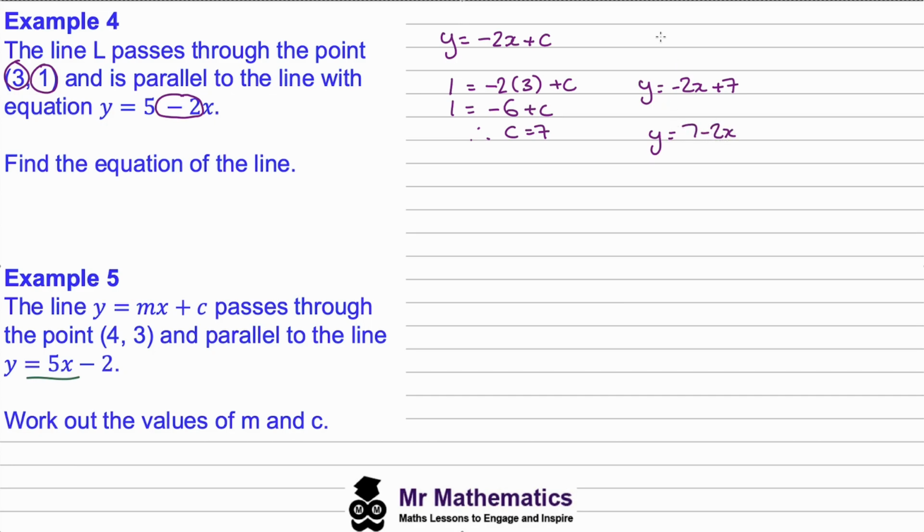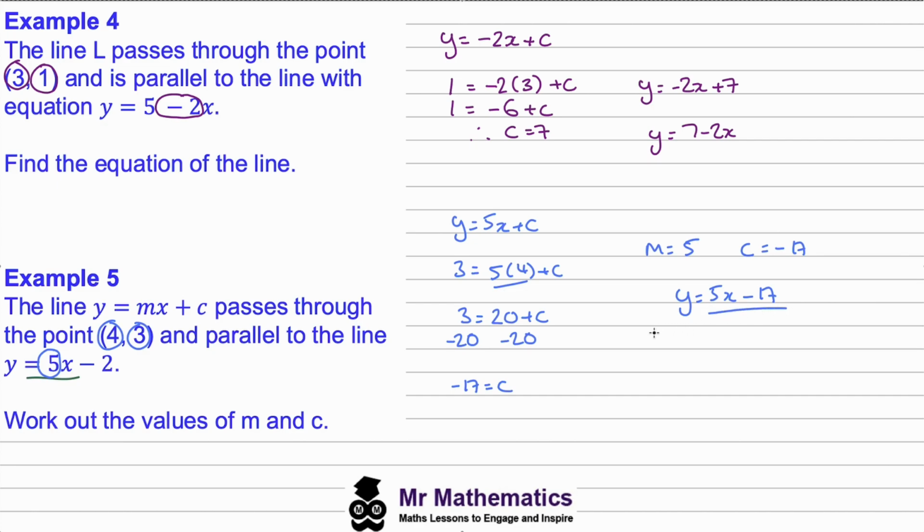Okay? For example 5, well, we know the line will be parallel to this line, so it will have a gradient of 5. So y will equal 5x plus c. We've got x is 4 and y is 3. So 3 will equal 5 lots of 4 plus c. We can work this out as 20. So 3 will equal 20 plus c. We'll take away the 20 from both sides. So c will equal negative 17. So m will be 5 and c will be negative 17. And this will be the equation of a line.